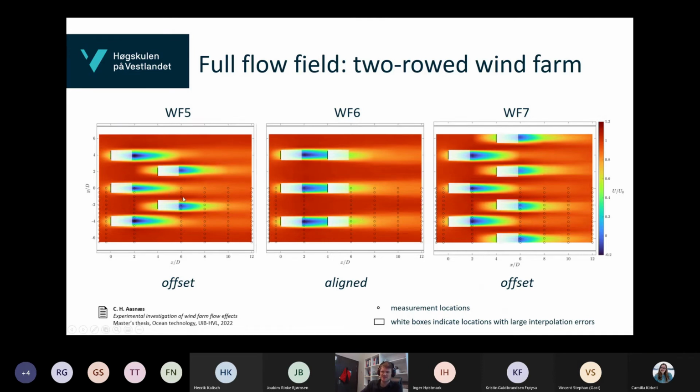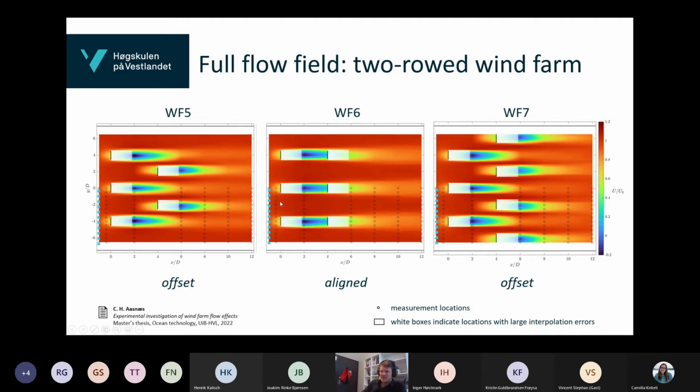interpolation of all the measurements that we did on these black circles here. They are not completely accurate, but it shall give you a picture of how the flow within those wind farms could approximately look like. I've whitened out some regions where some interpolation errors occurred.